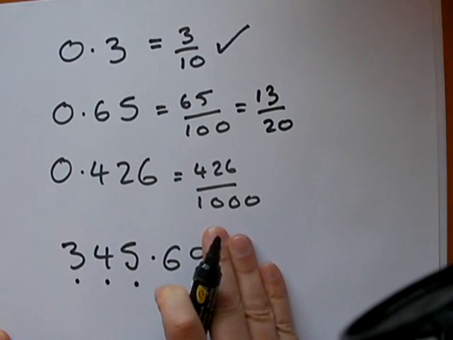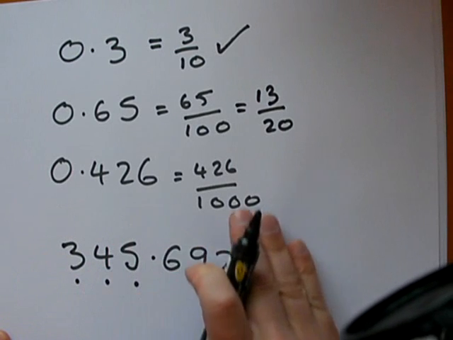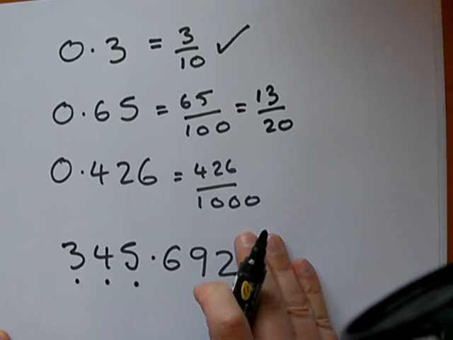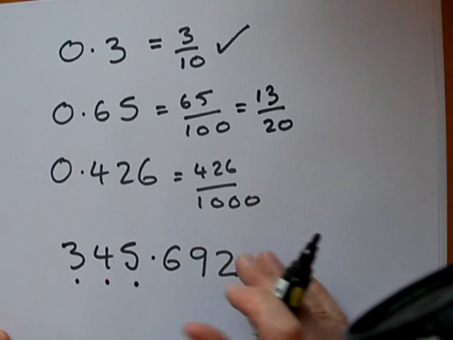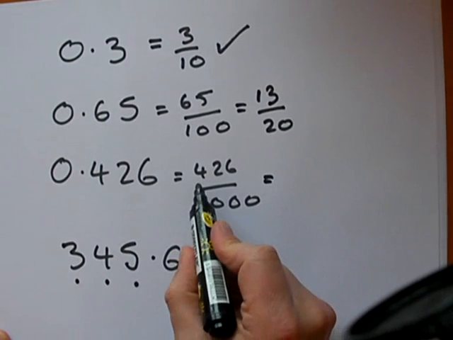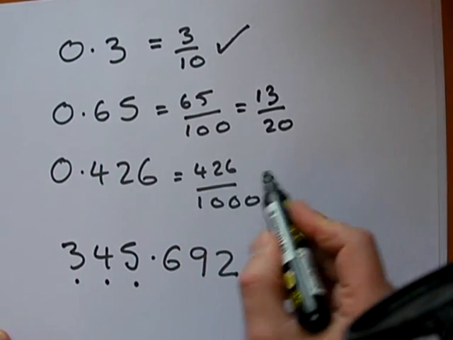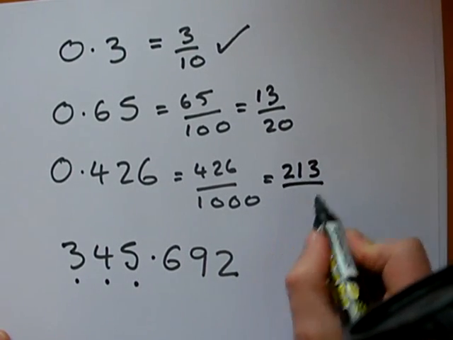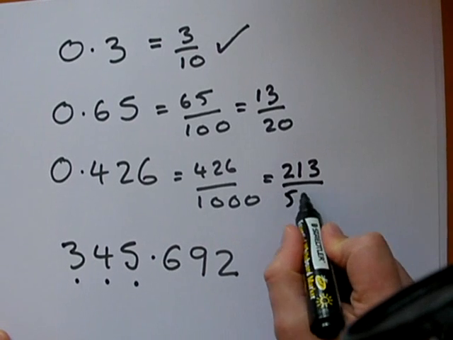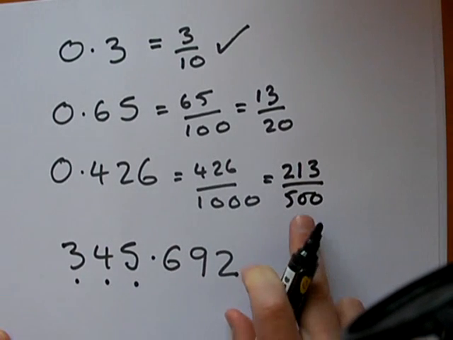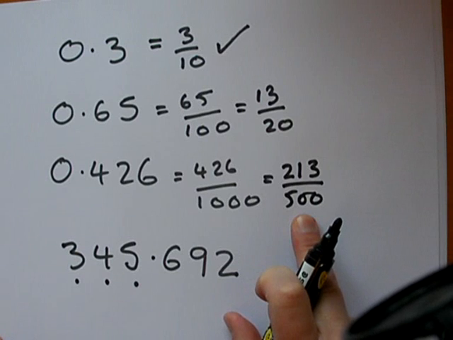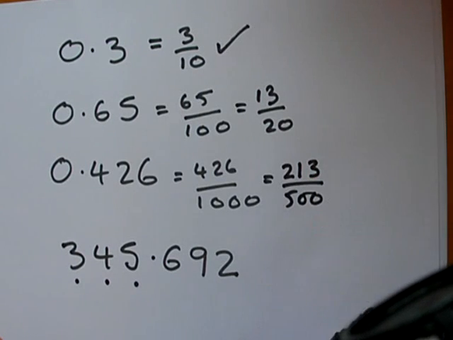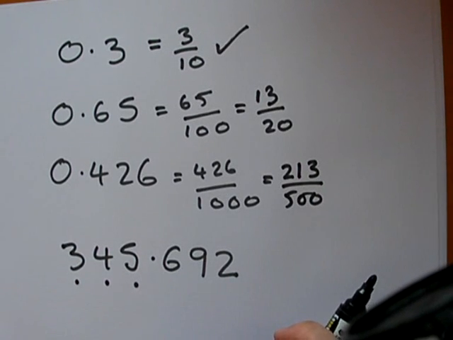We can do the same with this one, 0.426. Well, we're looking for a number that goes into both 426 and 1000, and it's going to be 2 to start off with. So 2s into 426 go 213, and 2s into 1000 go 500. Now clearly into 500 it goes 10s and 5s and 2s, but we can't find any number that also goes into 213, so that will be the fraction cancelled down.